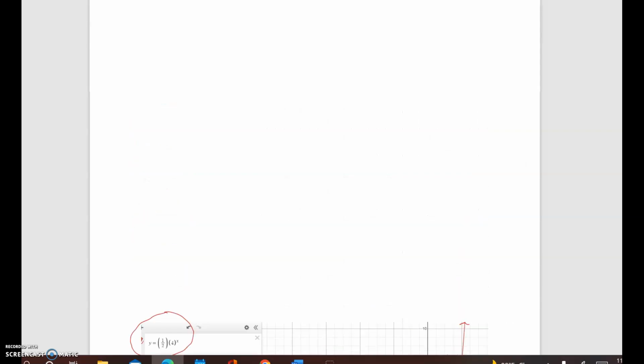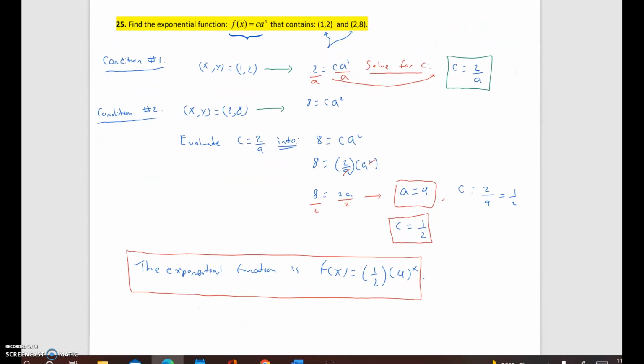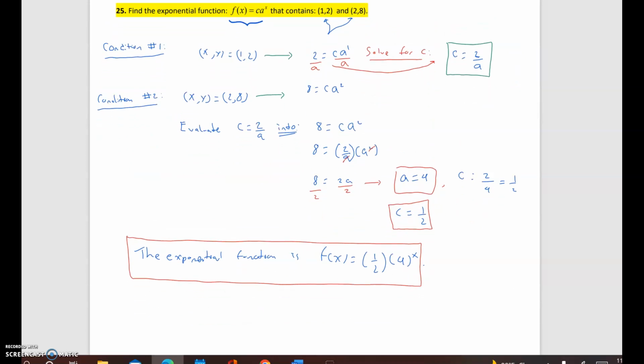So in a quick summary, based on those two conditions, we end up solving a mini system of equations. That's actually it for problem 25.